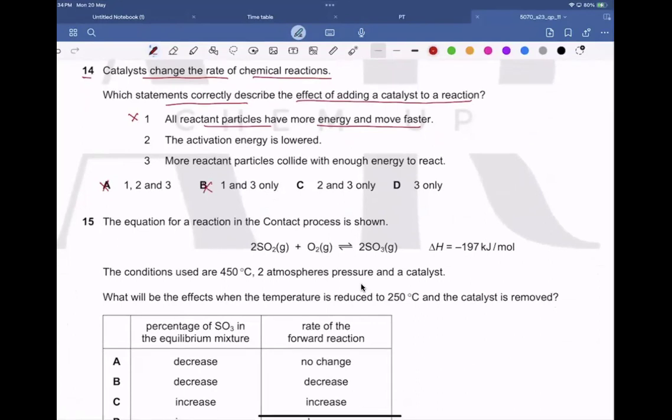The activation energy is lowered. Yes. More reactant particles collide with enough energy. Obviously, if the activation energy is lowered, then now we have more particles which can collide with enough energy. Now there are more particles which have energy greater than the new activation energy. So 3 is also correct. So if both are correct, which makes D wrong, and C is the correct answer.